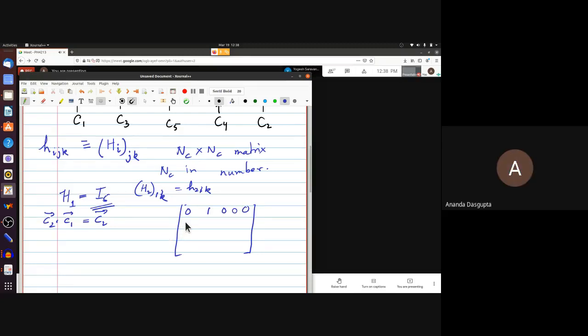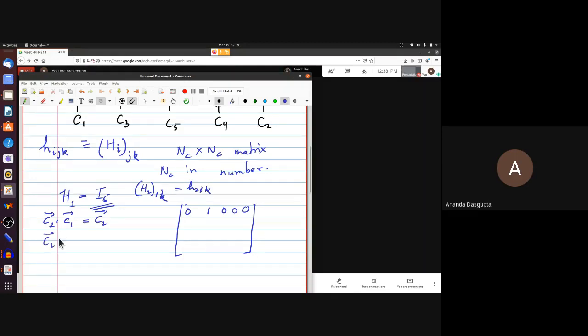So this one should be sort of easy to understand, right? All we are saying is C2 dot C1 is going to be the sum over K of H21K times CK. And you can see that the only thing that you have on the right hand side is C2. That means H212 is the only thing which is non-zero. It's equal to 1. Every other coefficient is definitely 0. So you get 0, 1, 0, 0, 0.